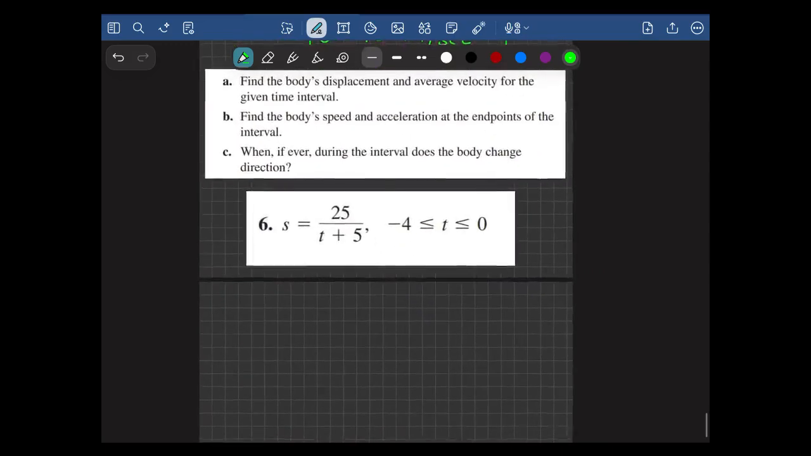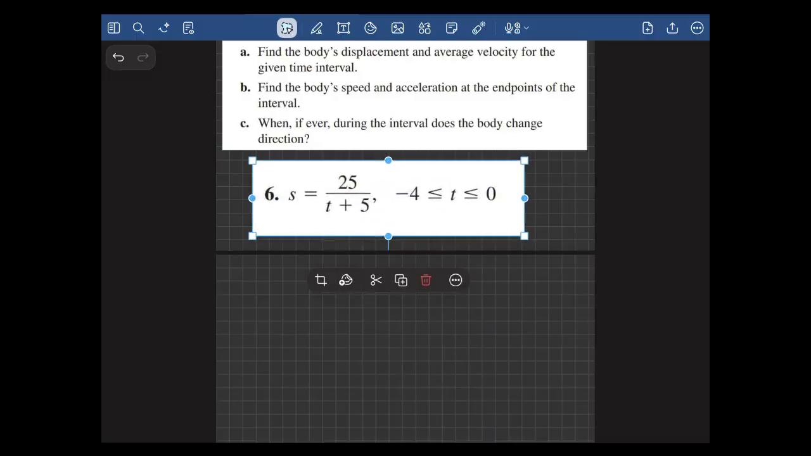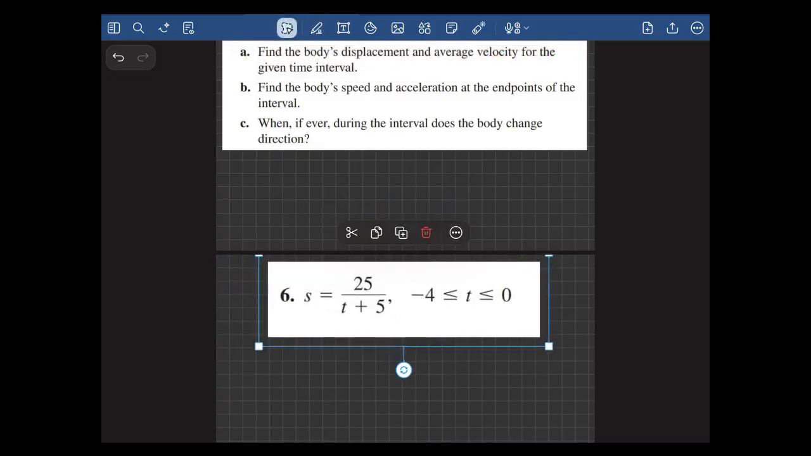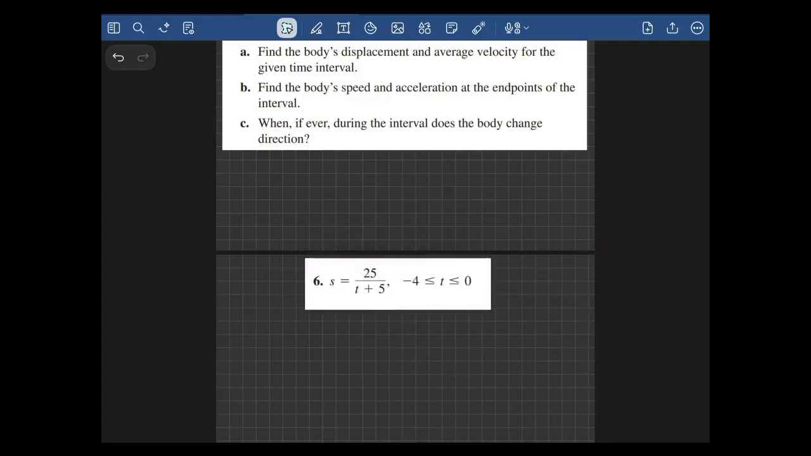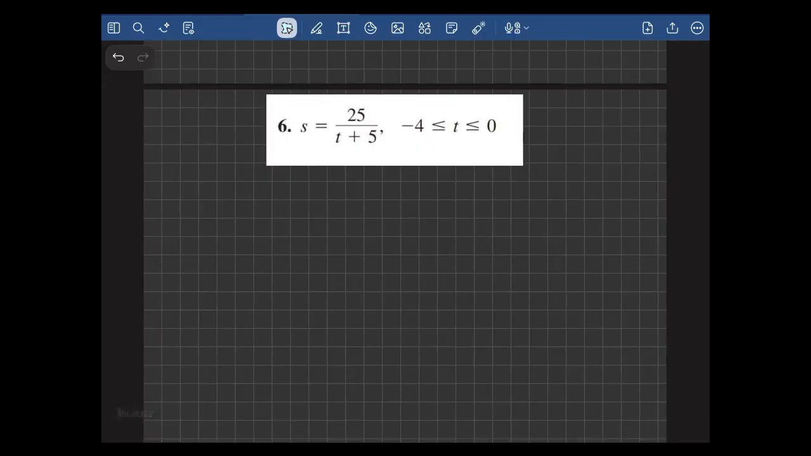Question number 6, with the same problem, they said find the acceleration and the velocity. This is the displacement function. The distance function is s equals 25 over t plus 5.